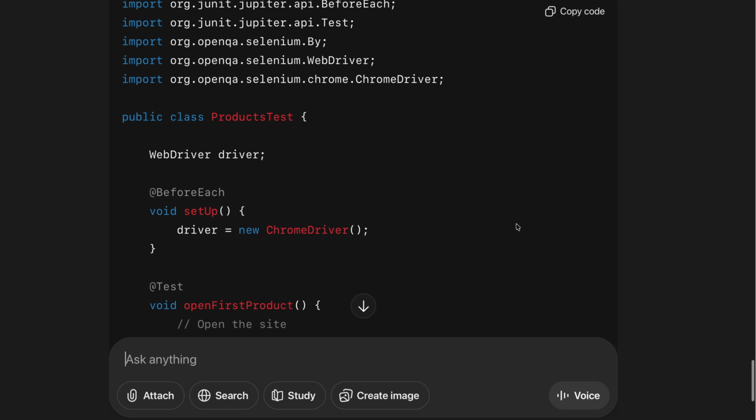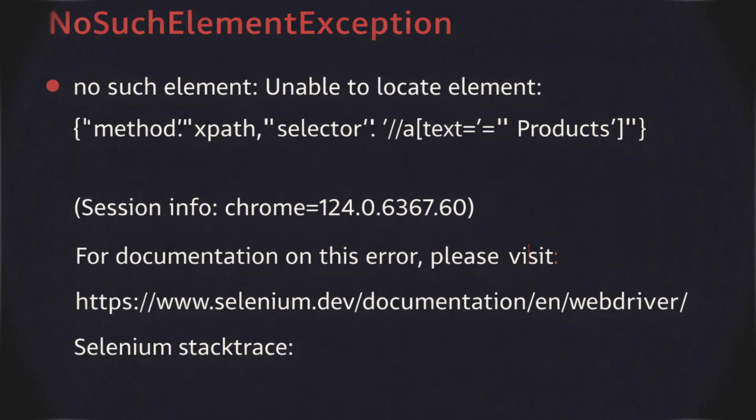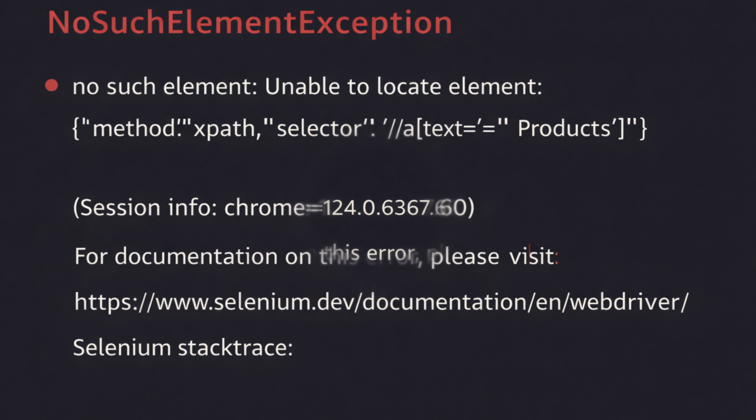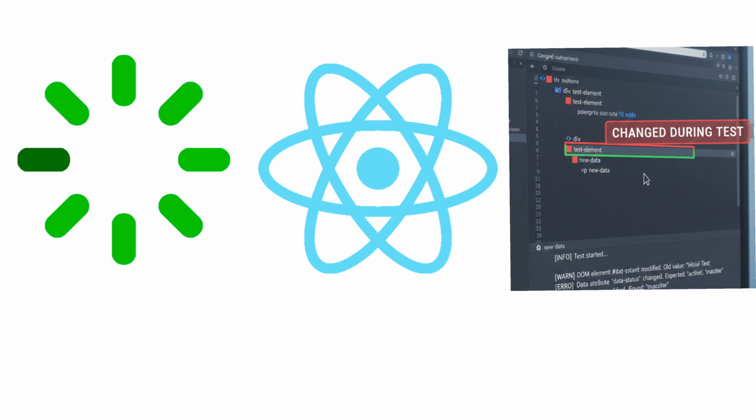But in CI or on a slower machine, it starts breaking, usually in two very familiar ways. Either Selenium says the element is not found, or you get a stale element reference exception. Basically, the page is still loading, or React is still doing something, or the DOM changed at the wrong time.